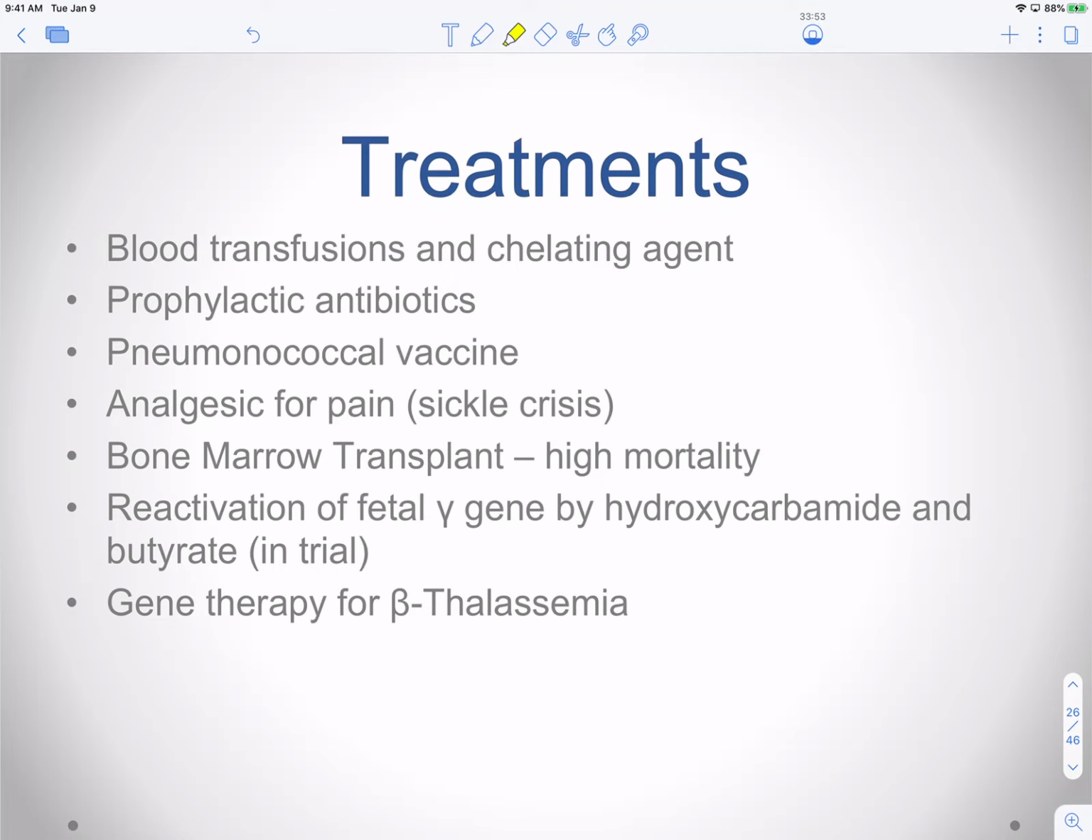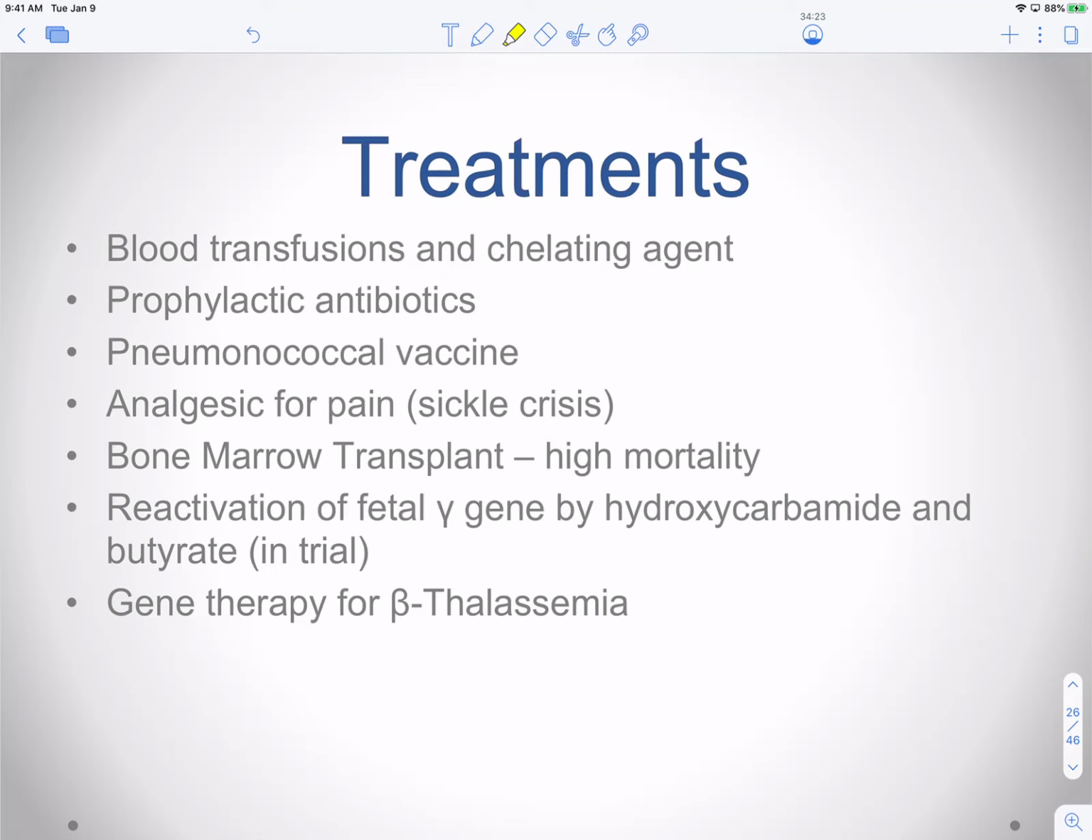Vaccines are important, so we have a pneumococcal vaccine that's going to be important again because of susceptibility to bacteria. A lot of this is associated with pain. You can imagine that if you have red blood cells getting caught in your capillaries, your nerve endings are there as well. And so people are going to have to use analgesics for a sickle cell crisis. Bone marrow transplants, unfortunately, are associated with high mortality rates in sickle cell patients.